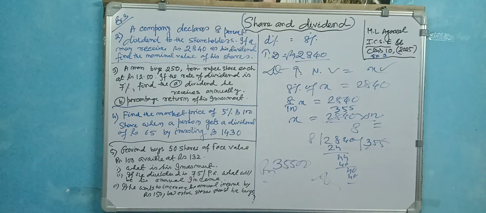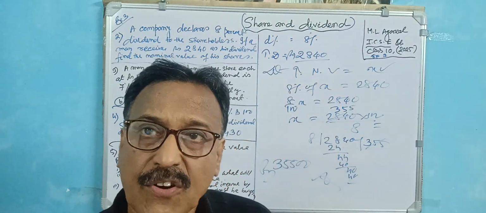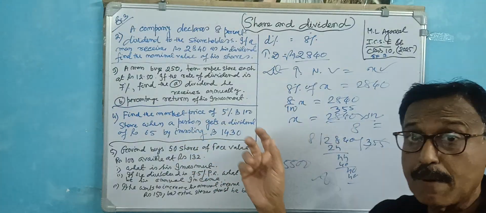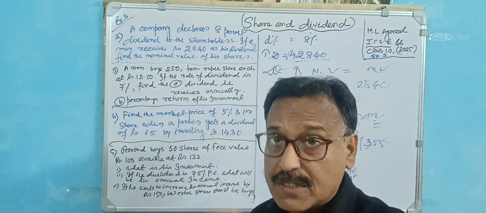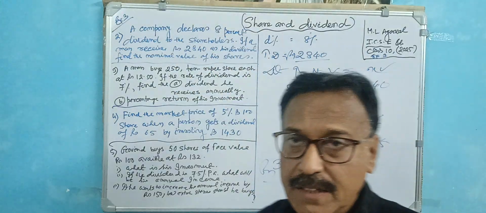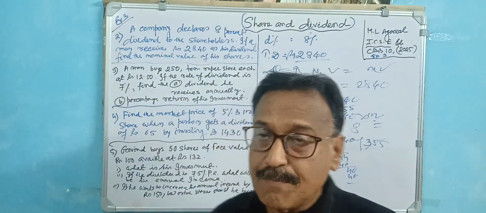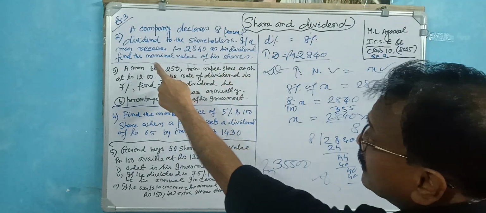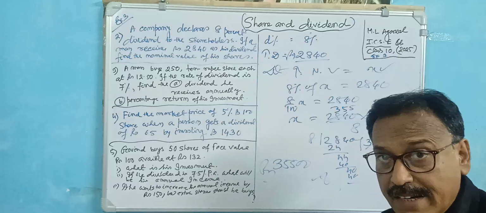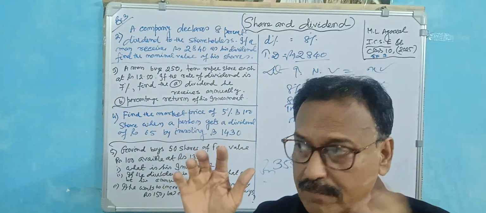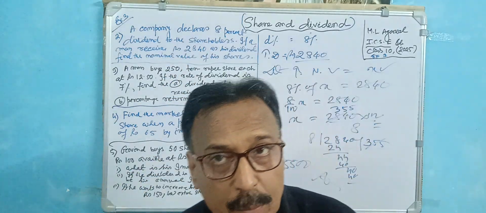Okay? No problem at all. There is no need to remember any formula. Just the concept must be clear. This is very important in the case of shares and dividend. I repeatedly say to you, a company declares 8% dividend. That means 8% dividend out of 100, and the total dividend collected is 2840. That is the total income, so this is on the basis of the total nominal value.